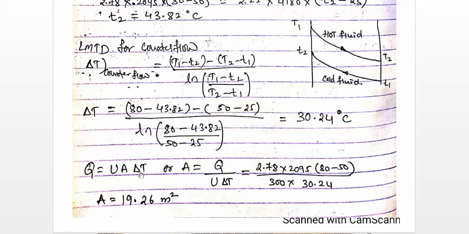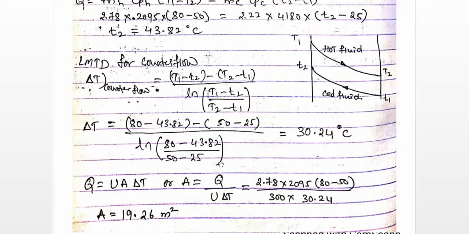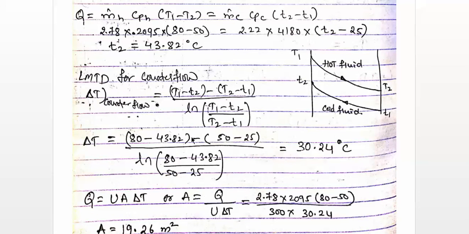Okay, so now the rate of heat transfer throughout the heat exchanger, Q is equal to U into A into delta T. So here A is to be calculated. So area is equal to Q divided by U into delta T. So what is Q? Q is nothing but the rate of heat transfer throughout the heat exchanger. So Q is equal to m dot H Cph into bracket T1 minus T2. So either you go with this equation or you go with this equation. The value of Q will be same, almost nearly it will be same.